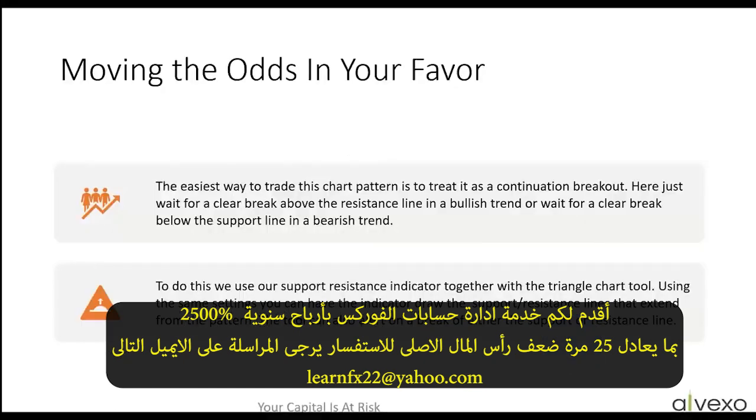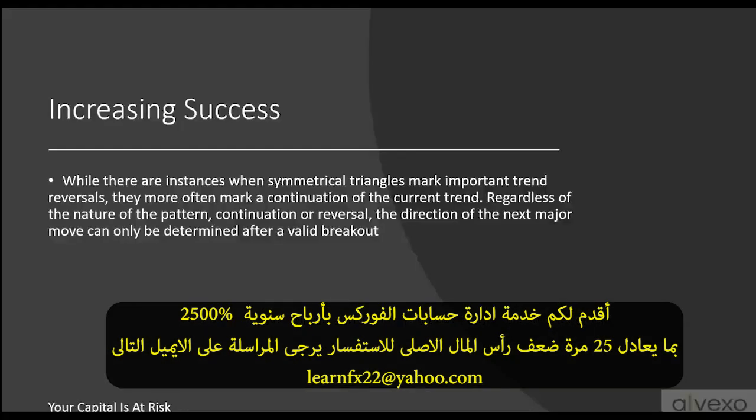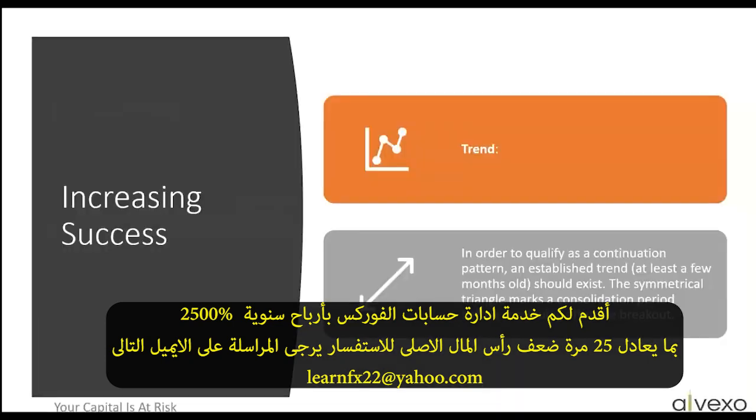The easiest way to trade this pattern is to treat it like a continuation pattern. While there are instances when triangles mark important trend reversals, they often mark a continuation of the current trend. Regardless of the nature of the pattern, continuation or reversal, the direction of the next major move can only be determined after a valid breakout. So how would we increase our possibility of success?